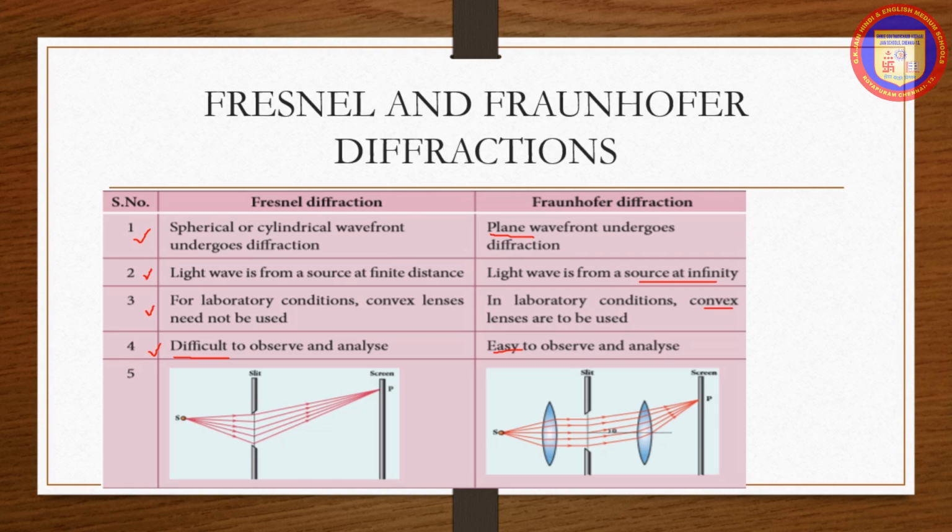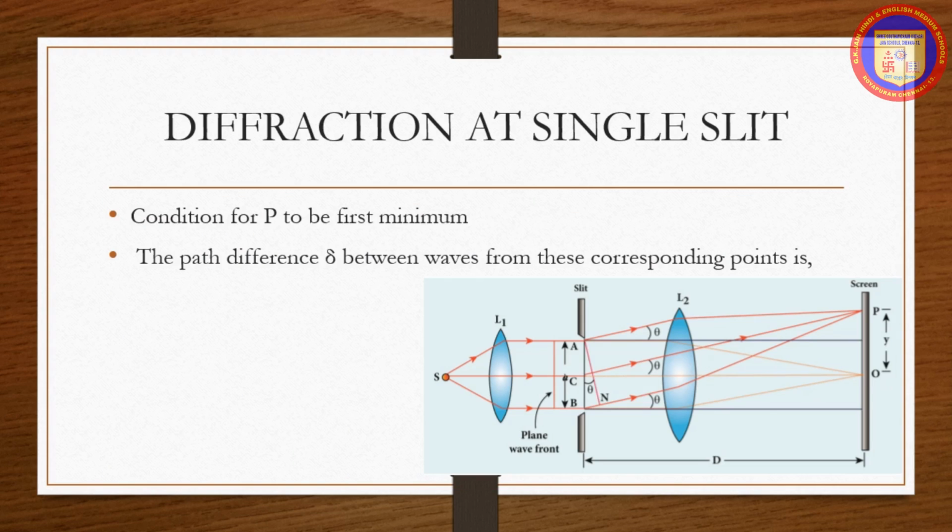Next we'll go for diffraction at a single slit. Let a parallel beam of light fall normally on a single slit AB of width a. The diffracted beam falls on the screen kept at a distance. Let C be the center of the slit. The line perpendicular at the point C meets the screen at O. We would like to find the intensity at the point P on the screen.